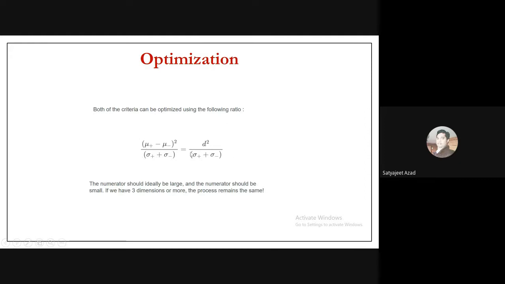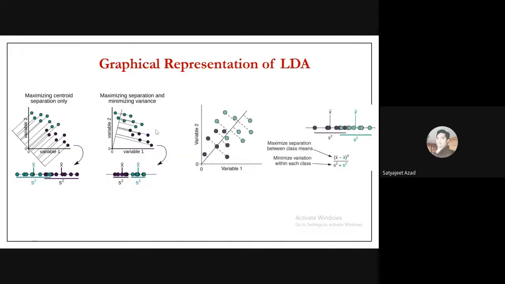If you have more than two classes, you can add and subtract. Okay, this is how it works. This is a typical graphical representation of LDA basically. So how are we going to graphically represent this LDA?